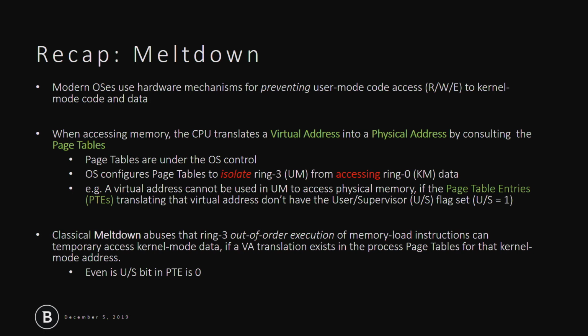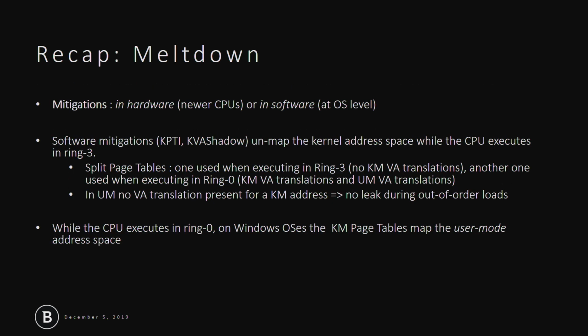Now, classical Meltdown abuses the fact that, in ring 3, out-of-order execution of memory load instructions can temporarily access kernel mode data if a virtual address translation exists in the process page tables for that kernel mode address, even if the user/supervisor bit in the PTE is not set. Mitigations for Meltdown are either in hardware, in newer CPUs, or in software at the operating system level.